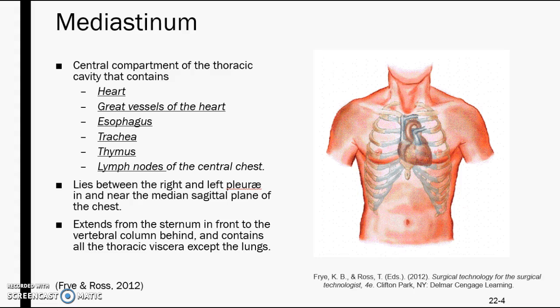Let's take a look at the mediastinum. It's the central compartment of the thoracic cavity, and it contains the heart, great vessels of the heart, esophagus, trachea, thymus, and the lymph nodes of the central chest. So these are all structures we find in the mediastinum. It lies between the right and left pleura, and near the median sagittal plane of the chest. It extends from the sternum in the front to the vertebral column in the back, and contains all of the thoracic viscera except for the lungs.